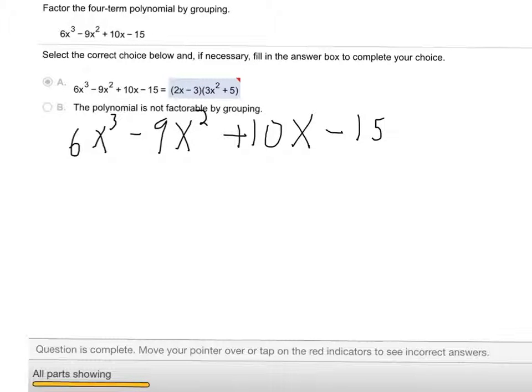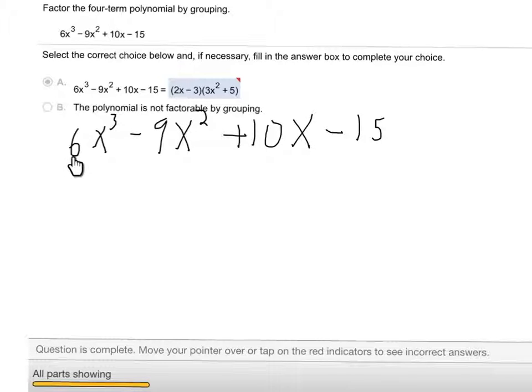Ms. Spinks, I received your question. You want to factor this four-term polynomial by grouping. And so what's that mean? Well, you want to look at the first pair of terms and factor the GCF from the first pair, and do the same thing, factor the GCF from the second pair of terms.